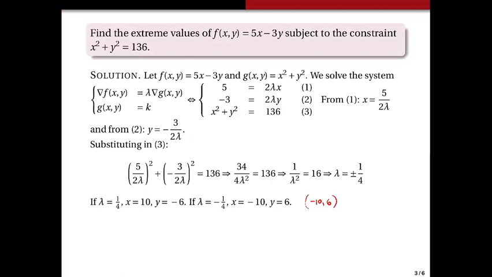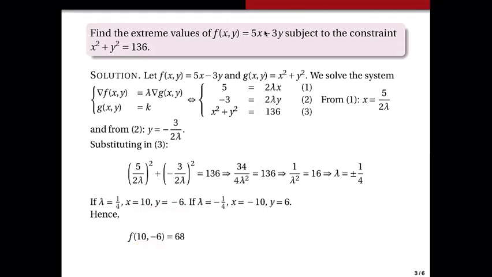And there are no other possibilities. There are only two possible values for lambda, and x and y depend on the value of lambda. So there will be no other possibilities. We got 2 points, and therefore we just evaluate the points that we have obtained. For the first one, we have 10 comma negative 6.